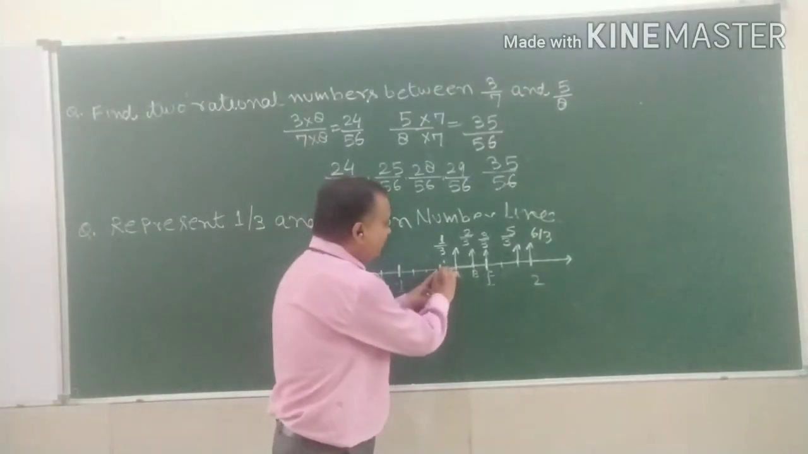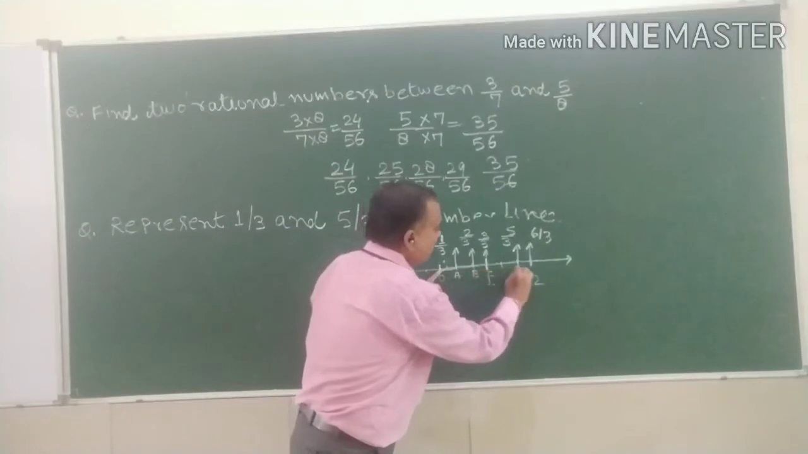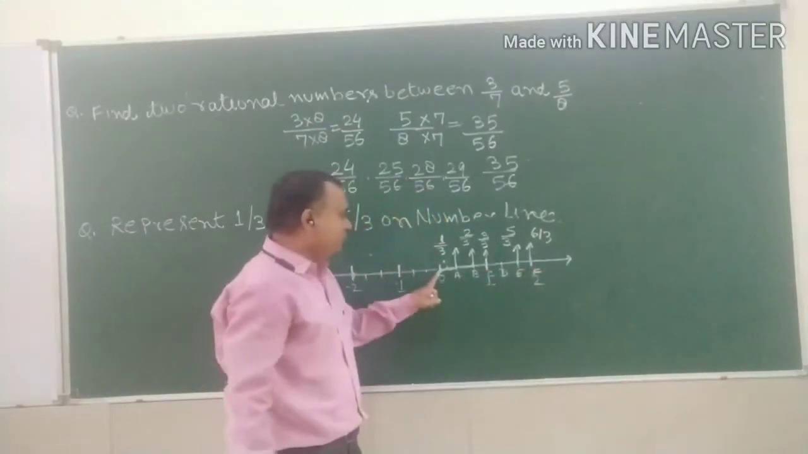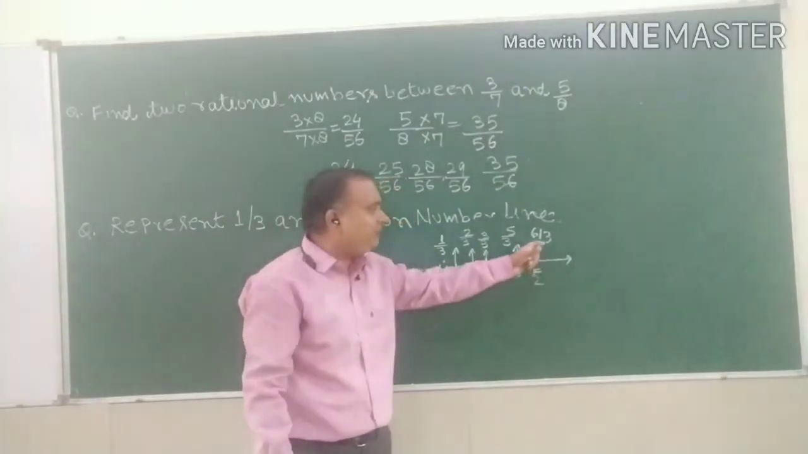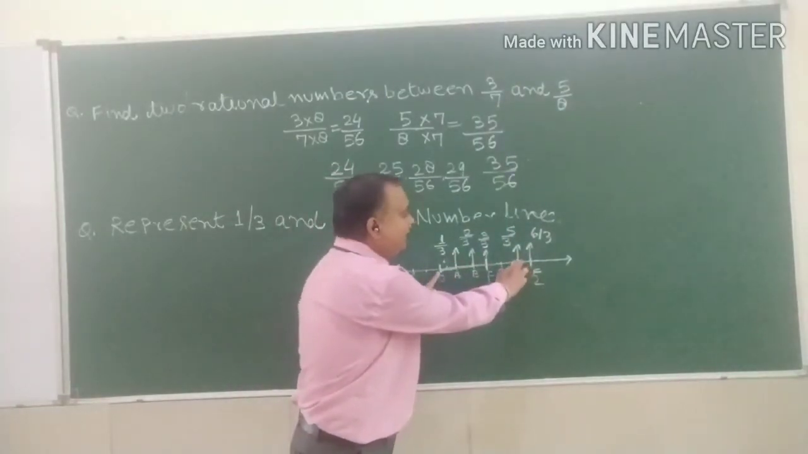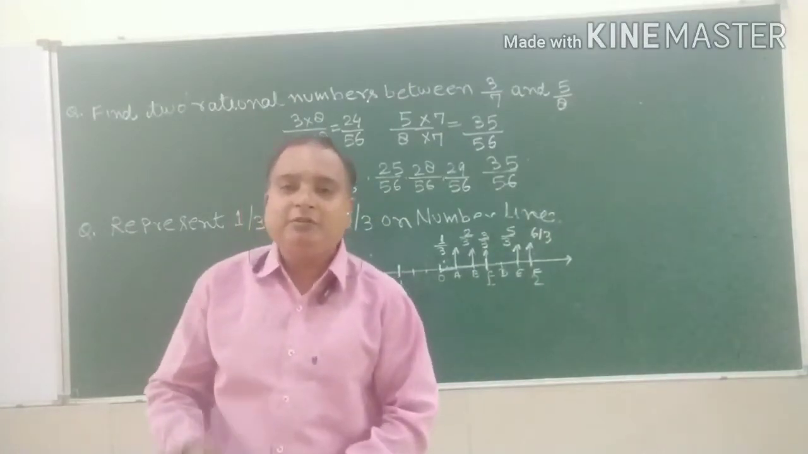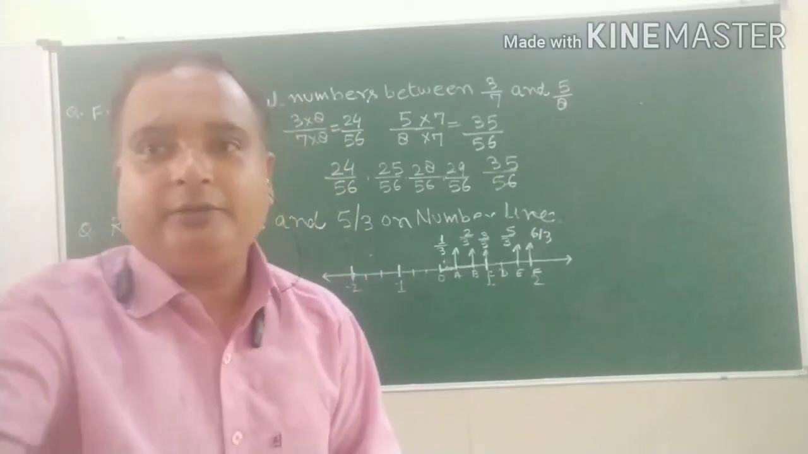Or we can say from point O to A, B, C, last is point D, it is E and it is F. So the distance between O and F, that is 2 units, or simply we can say 6 by 3. The distance between O and E represents the distance 5 by 3 on the number line. Like this, we can also represent any negative number on a number line.